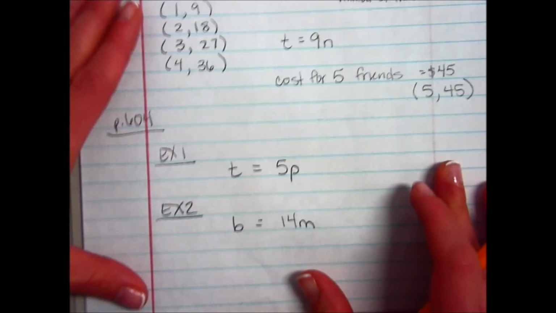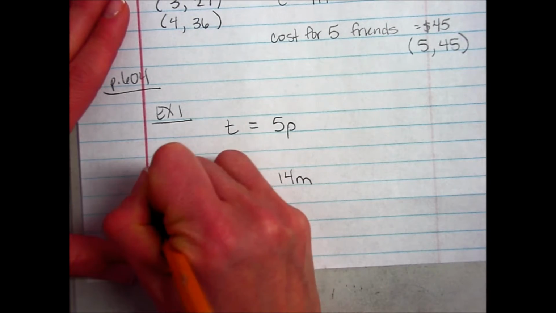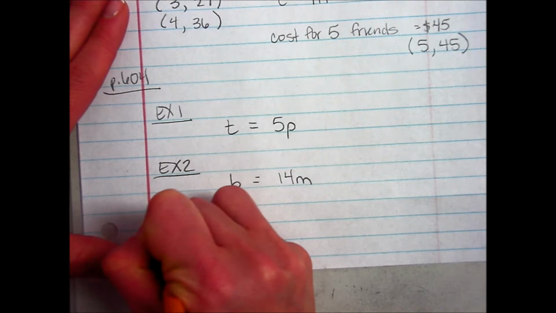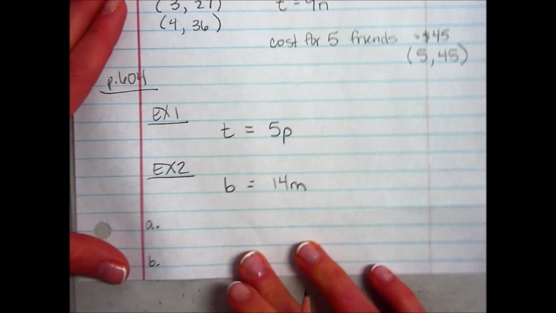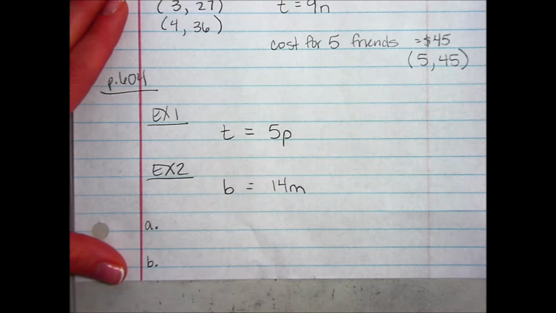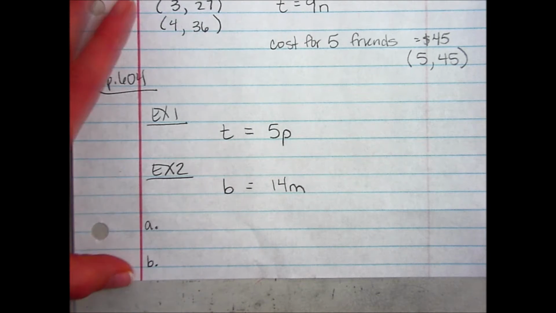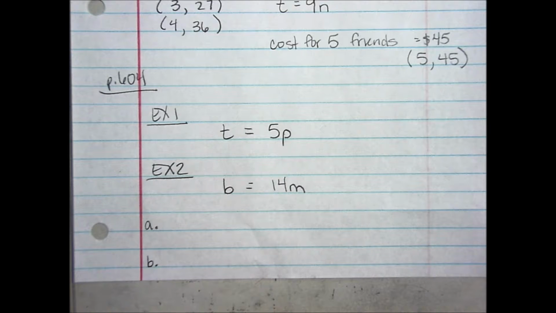All right, so let's try these on your own. Look at A and B. A says a mouse can travel 8 miles per hour. Write an equation to find the total distance, which will be D, a mouse can travel in H hours. Try that one, please.